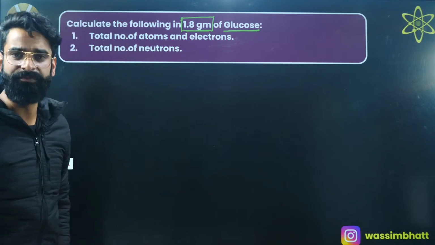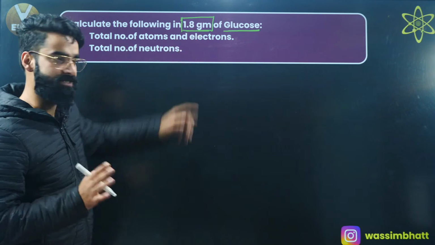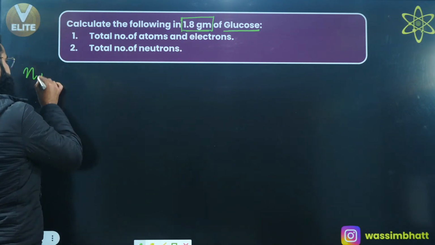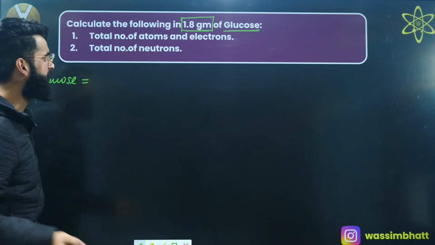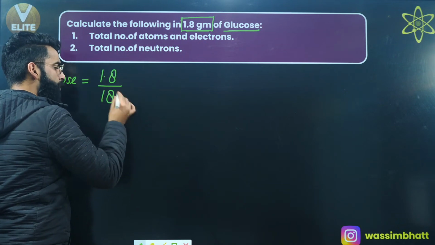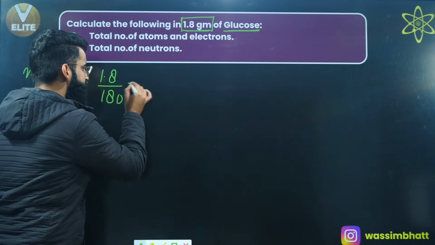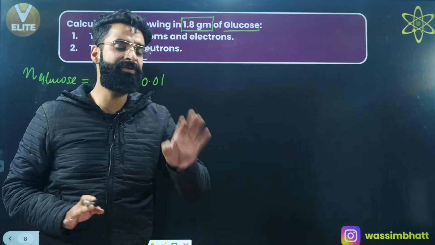What is the first step which I'll be doing? I'll be converting the given quantity into number of moles. So first of all, I will be calculating the number of moles of glucose, which is equal to mass of glucose in grams divided by molar mass of glucose. The molar mass comes out to be 180 grams per mole, so the value comes out to be 0.01. So my first step is done. I'm done with the calculation of moles.